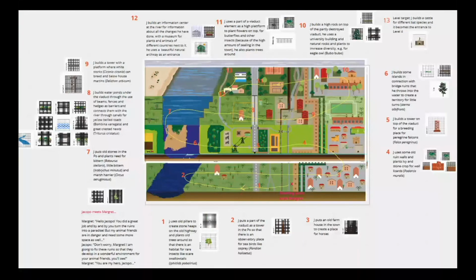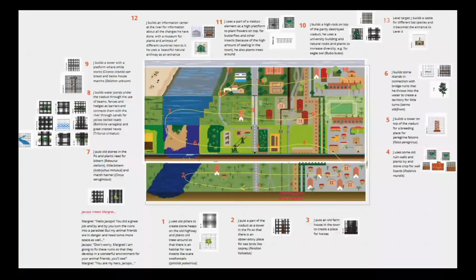Hi, I'm Patrick, and I want to tell you the storyline of level 3. In level 3, Jacobo meets Margaret, and Margaret tells him, don't forget about the nature, the animals, and the plants in the Po River. So Jacobo gets through the level and has to build something to save animals and make space for animals also.